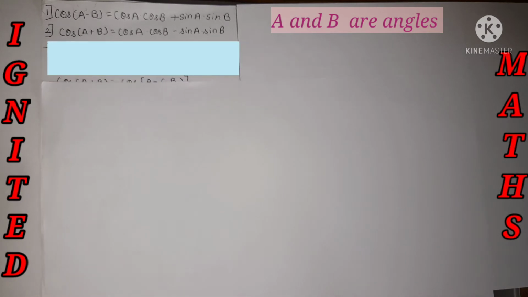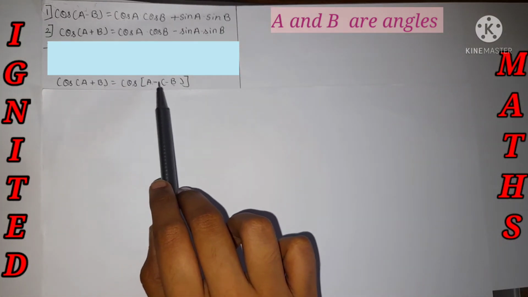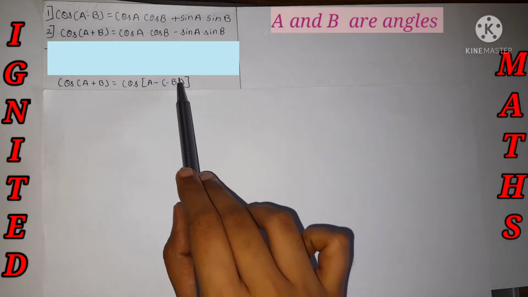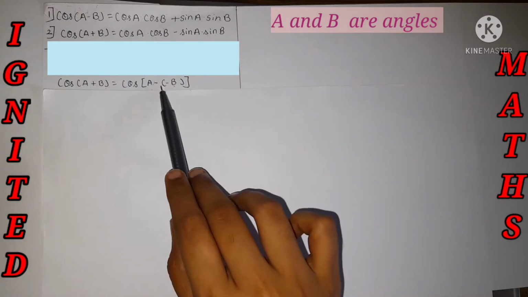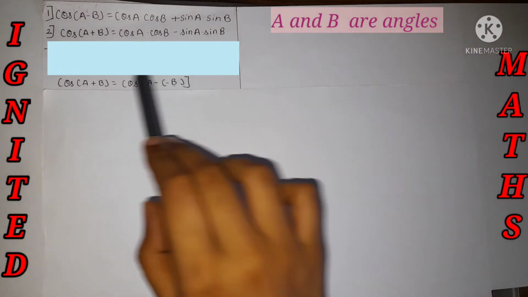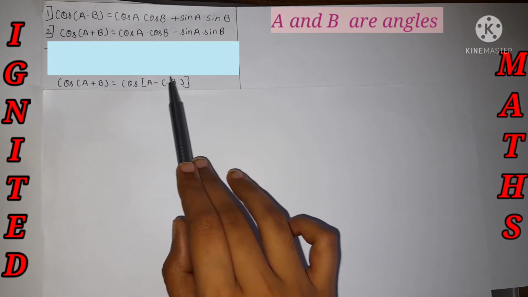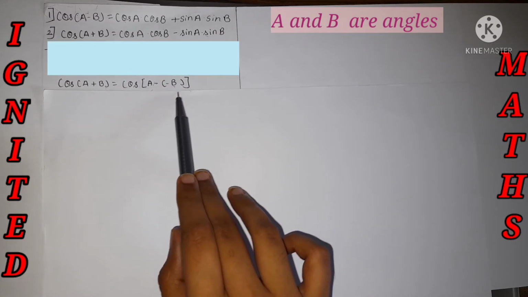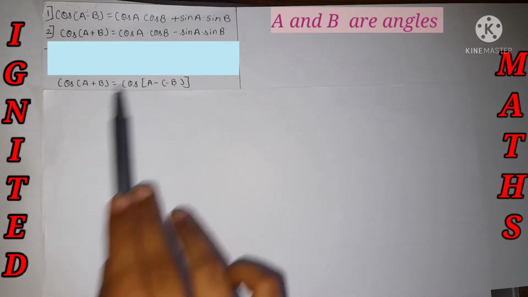So let's get started with the proof. Cos of A plus B is nothing but cos of A minus of minus B, in which minus into minus is plus. Yes, I have written the angle B in the negative form. Why? Because I can use this formula, as I earlier mentioned, for cos of A plus B. So it's nothing but cos of A minus of minus B, in which B contains the negative term. It's an angle, and A minus B, take it in that way. So just apply the formula for it.